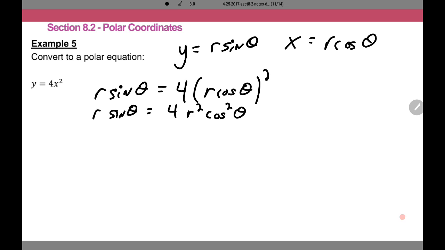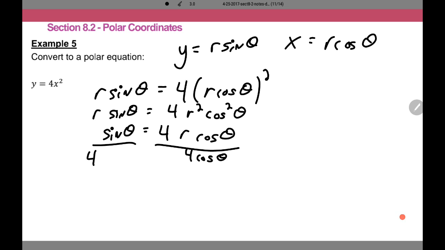Now, we can get rid of the r. We can divide an r out of both sides. It won't matter in this case. If we were solving a regular equation, those kinds of things do matter, but in this case, it's not going to matter because if r is 0, we don't have anything. So I've got sine of theta equals 4r cosine squared theta, and now I'm going to get r by itself by dividing by 4 cosine squared theta on both sides. And that leaves me r on this side.